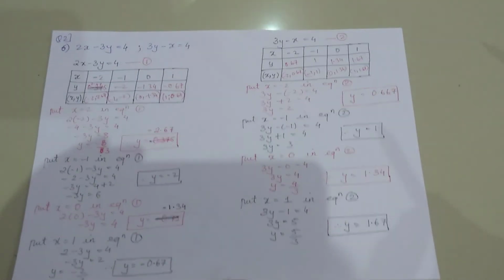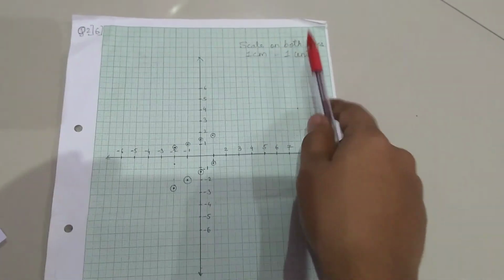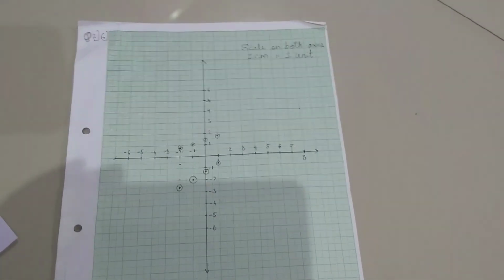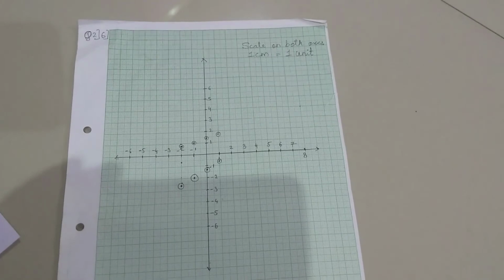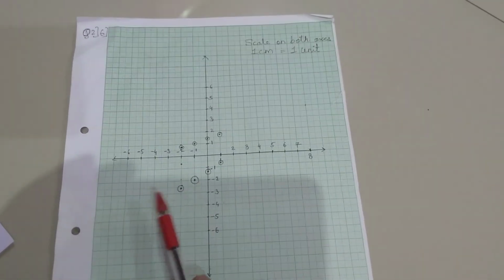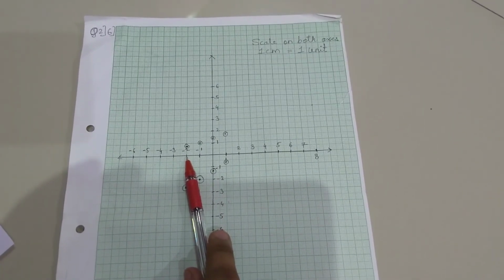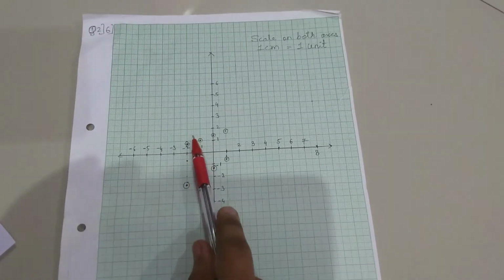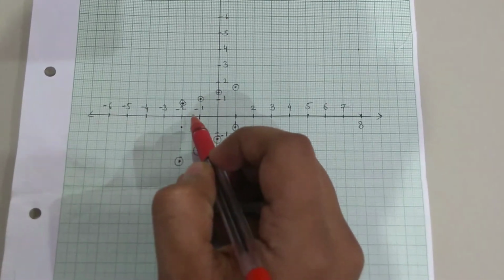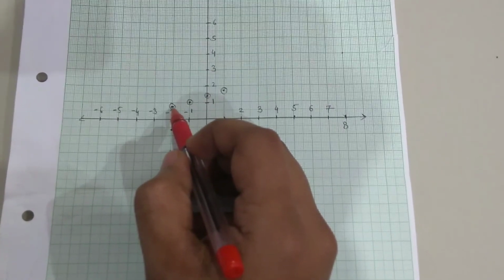So there is the graph in front of you. Always mention the scale of your graph. Now let's first plot equation number 1, that is 2x minus 3y is equal to 4. The first point is minus 2 comma minus 2.67, so on the x-axis minus 2, and on the y-axis minus 2.67, which means over here it will come up. I'll take it more to the front so that it will be clear to you.